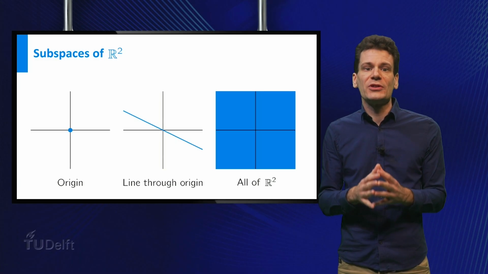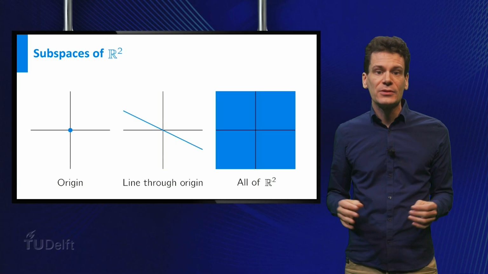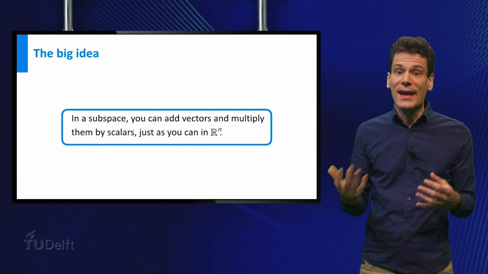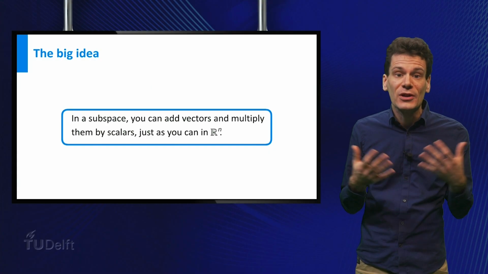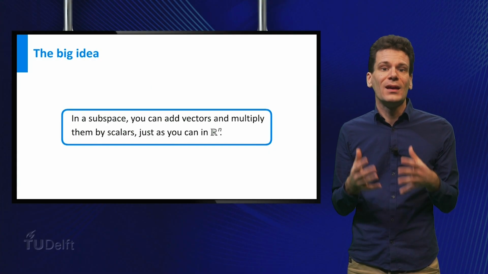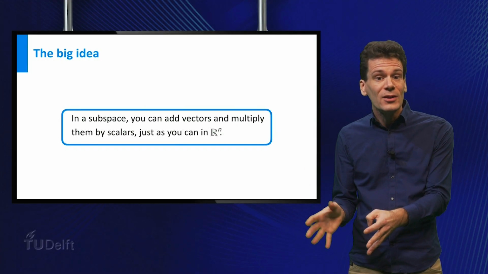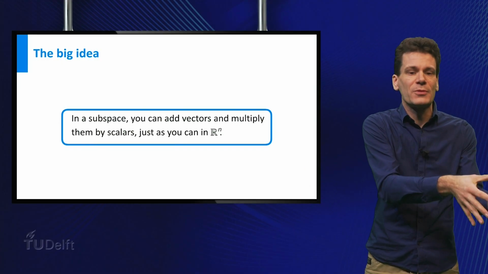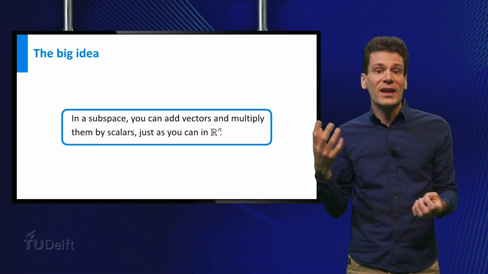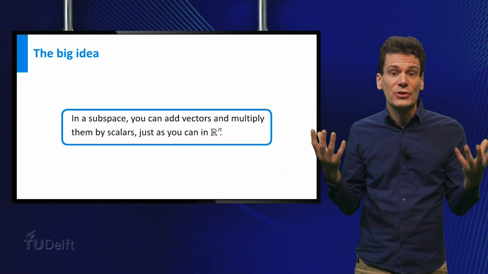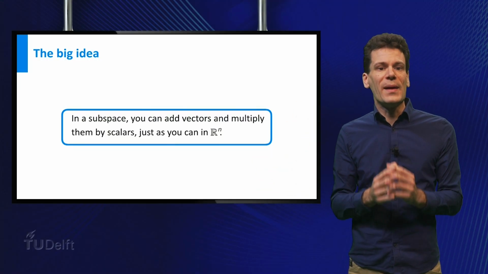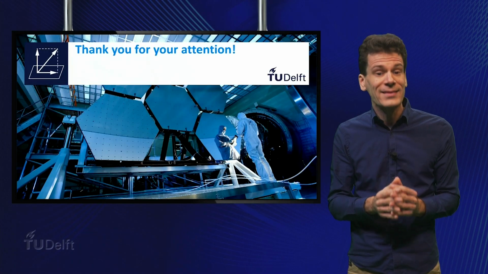Let me end by stressing the big idea of linear subspaces. Within a linear subspace, you can add and scalar multiply vectors just as you can in Rn. This means that everything in linear algebra that we did on Rn, you can also do within a linear subspace. You can make this connection between subspace and Rn precise by using the concept of a basis. You will learn more about that in class.